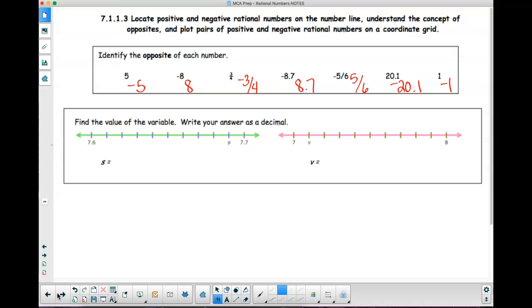Okay, then the next part is find the value of the variable. Okay, so here we have a number line. Right here is 7.6. It's kind of hard to read. Over here is 7.7. I want to know what this would be right here. Any ideas?